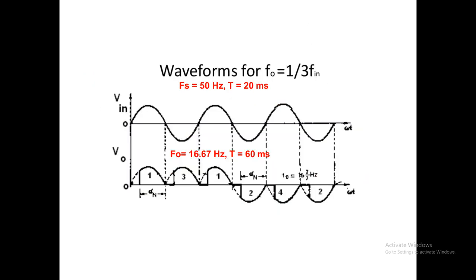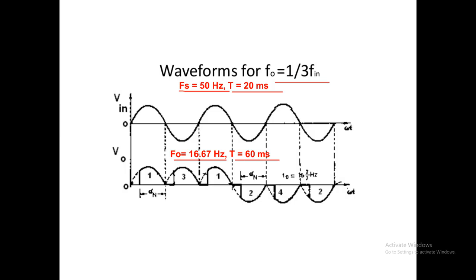Here we can go for another frequency, that is 1 by 3. That means supply frequency 50 hertz, and output frequency is 16.67 hertz. The input time period is 20 milliseconds. So 20 into 3, that is 60 milliseconds, will be your output time period.